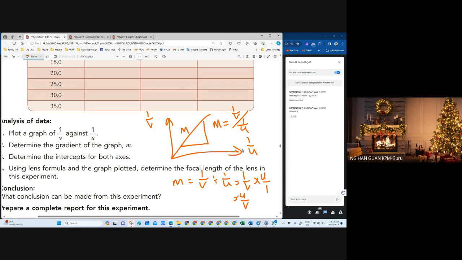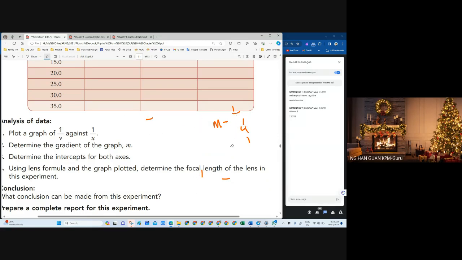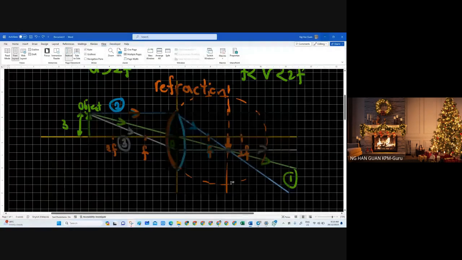Okay, so try to study this: using the lens formula and the graph plot, determine the focal length. How do we derive this gradient of the graph? I'll draw again. So 1 over V against 1 over U. Okay, so I erase all this.